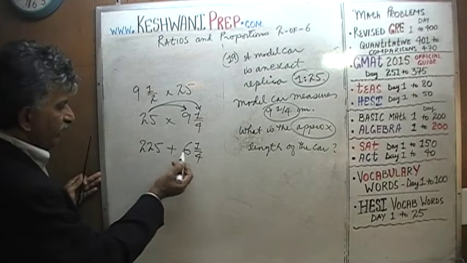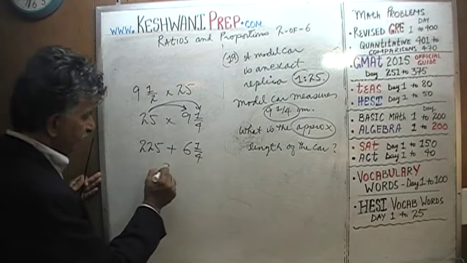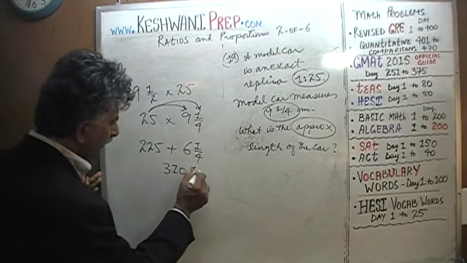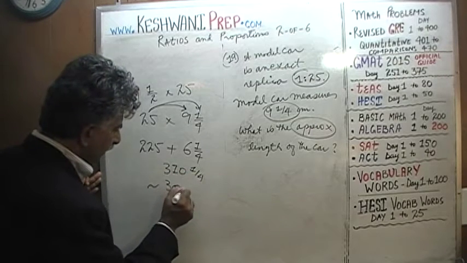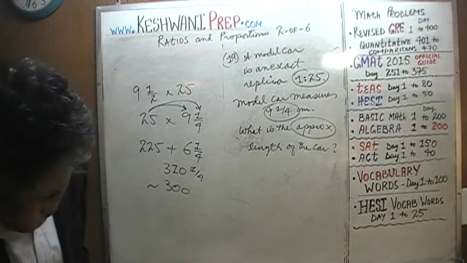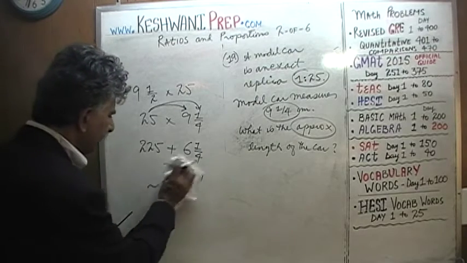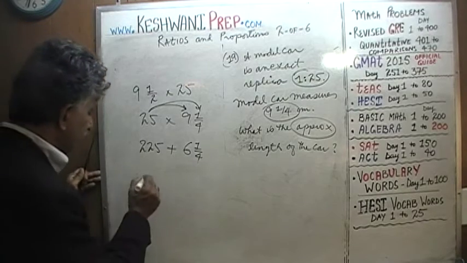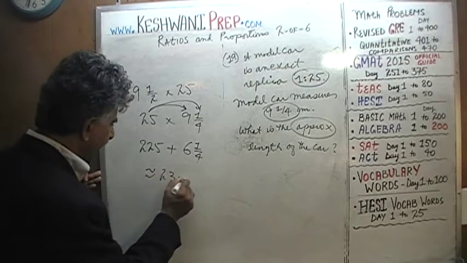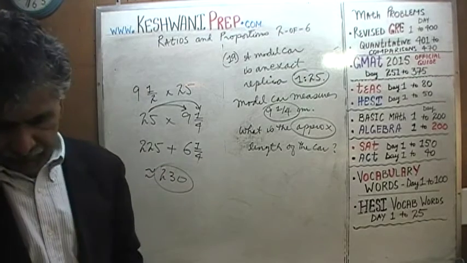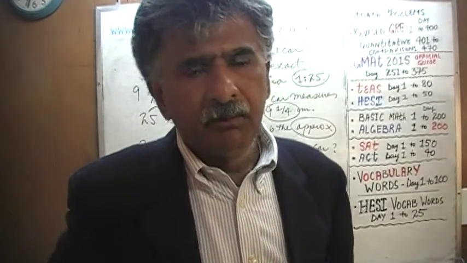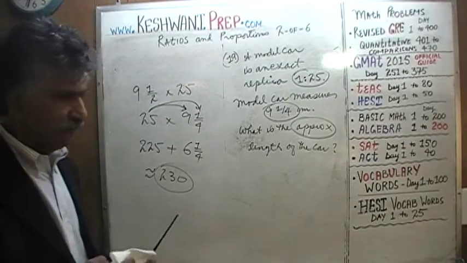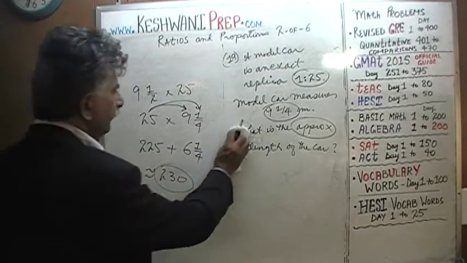So 225 plus 6 is 231 and 1/4. You can, in the answer choice, not 231, rather 230. I'm thinking too much. You see, I'm thinking too much. 225 plus 5 is 230, so it's approximately 230. So in the answer choice, if they give you a whole bunch of numbers there, pick the one that comes closest to 230 and you're done. Let's do the last one, shall we? Let's do the last one.